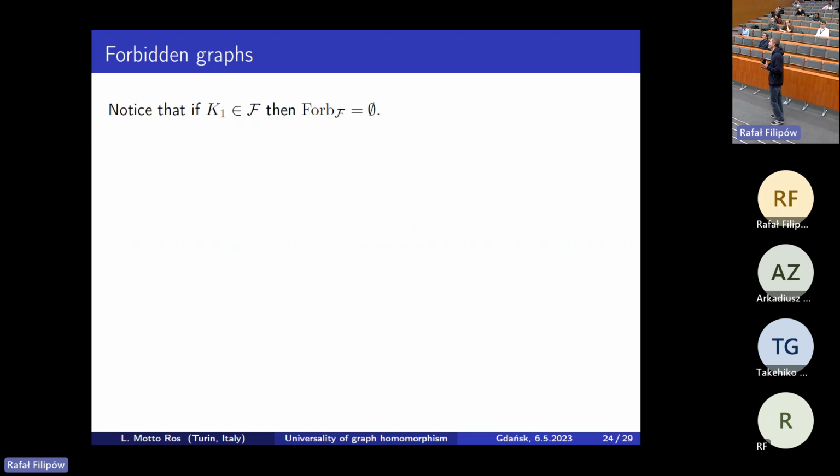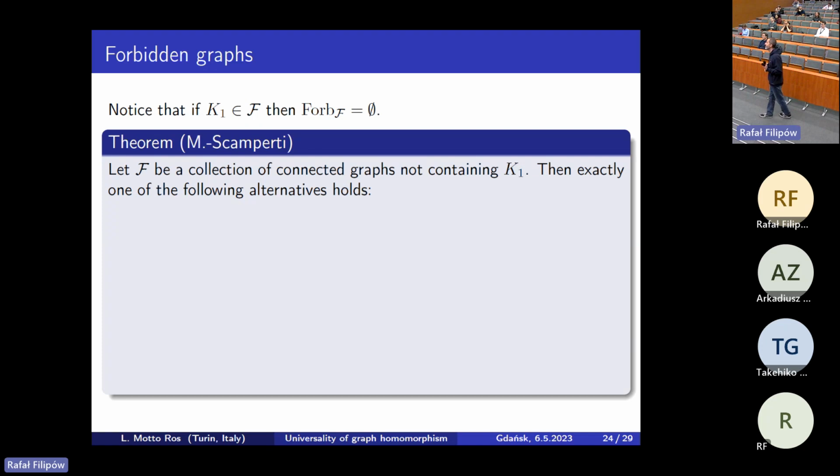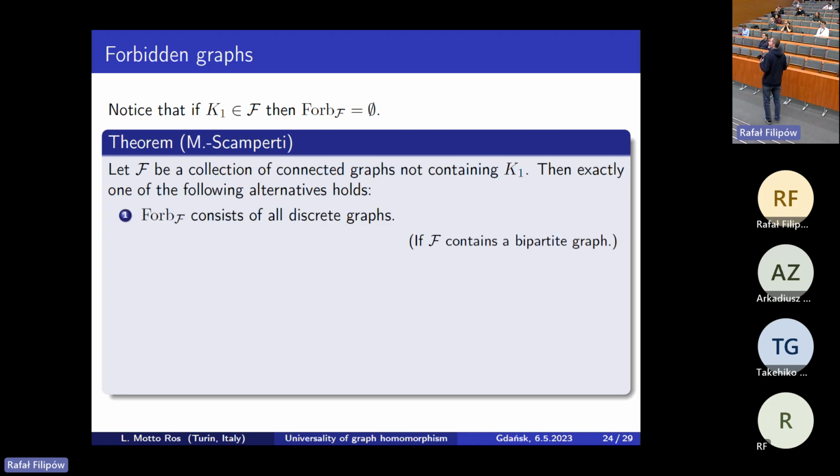And the point is that, well, this was, of course, in the original thing. What I mean by trivial is that if you have the one-point graph, you cannot avoid it, so the class is empty. So this is the first trivial situation. Then the other situations are the following. Suppose that you want to forbid a class which doesn't contain the one point, otherwise it's empty. Then there are two stupid situations. If F contains at least one bipartite graph, then to avoid the bipartite graph, you need to be discrete, so no edges.